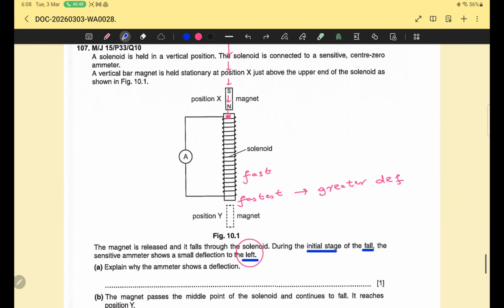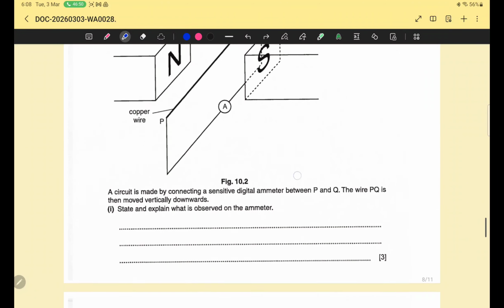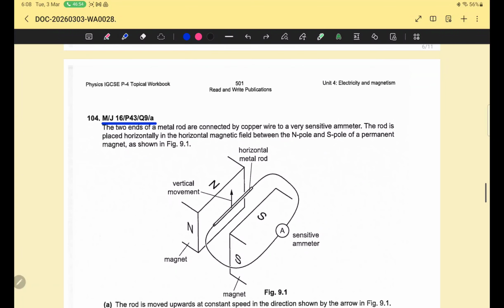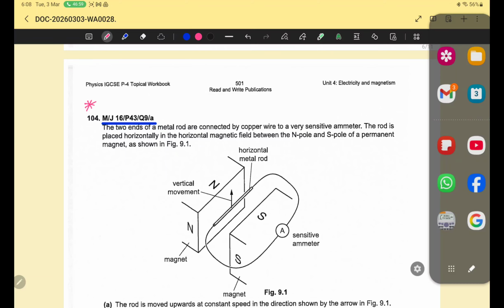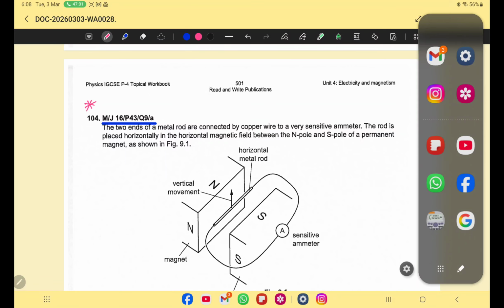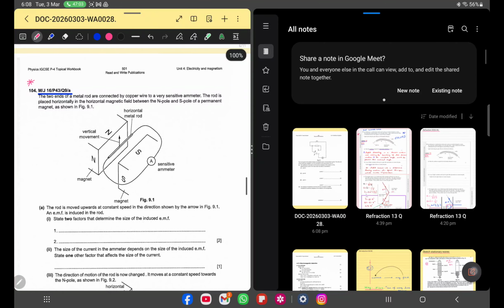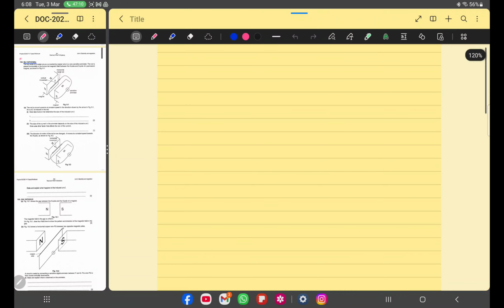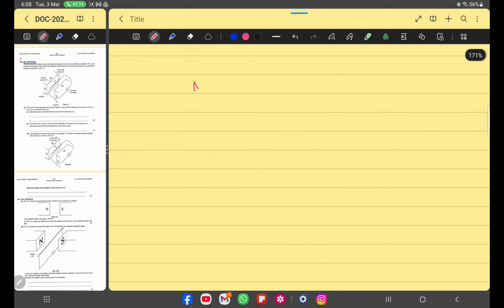Generator we will study tomorrow, but these two questions I left, and now I am going to explain these two questions by teaching another definition. And what is the definition? The heading is motional EMF.